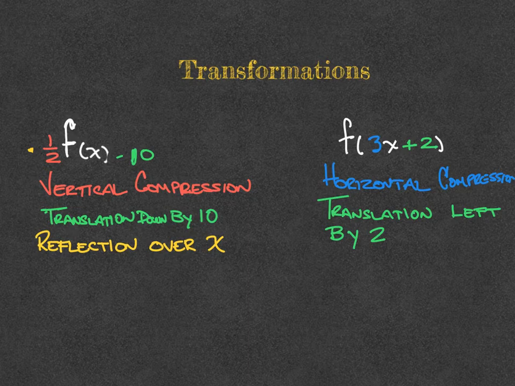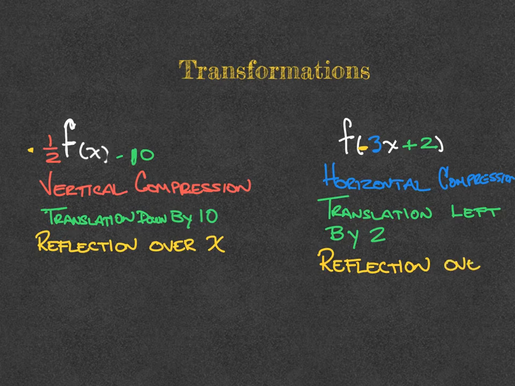Okay, so let's say now that I still have this. But what if the 3 happened to have a negative in front of it? So again, this is still going to remain a horizontal compression. You still have a 3 multiplying there. That negative is going to do something different. What? It's going to make a reflection. And since the negative is inside of the parentheses, the reflection will be over the y-axis. Okay?